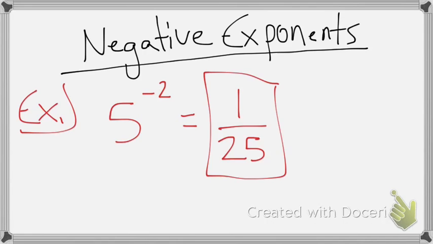So the negative doesn't mean the answer is going to come out to be negative. It's always going to make it a fraction. Whenever you see a negative exponent, your answer to that is probably going to involve a fraction.